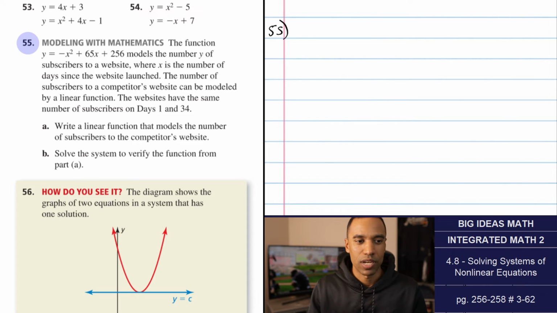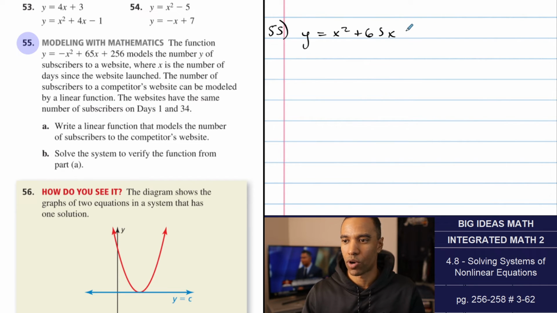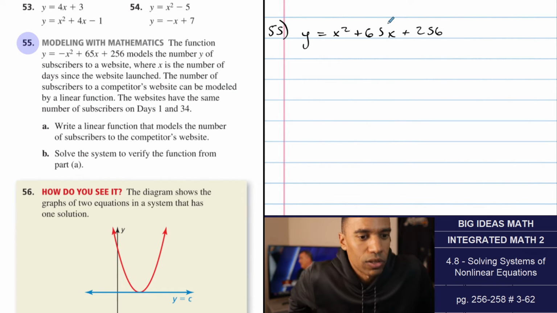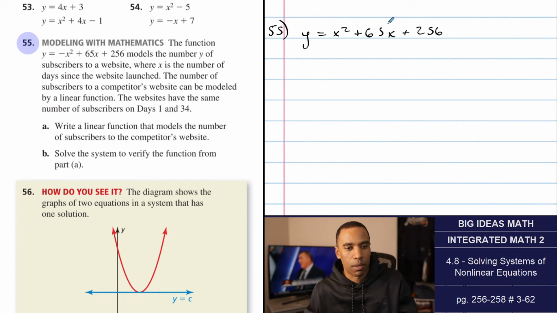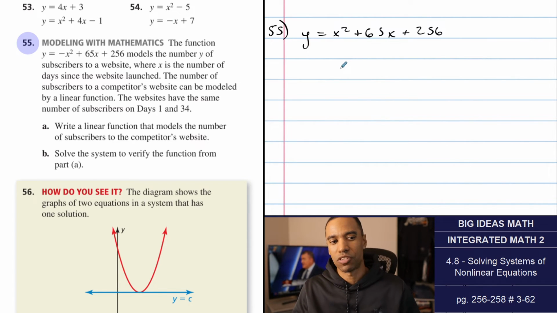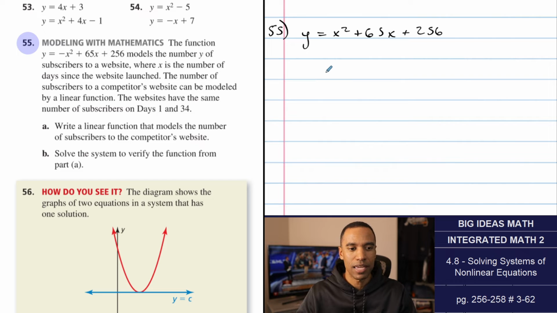The function y equals negative x squared plus 65x plus 256 models the number y of subscribers to a website, where x is the number of days since the website launched. The number of subscribers to a competitor's website can be modeled by a linear function. The websites have the same number of subscribers on days 1 and 34. So A, write a linear function that models the number of subscribers to the competitor's website. B, solve the system to verify the function from part A.